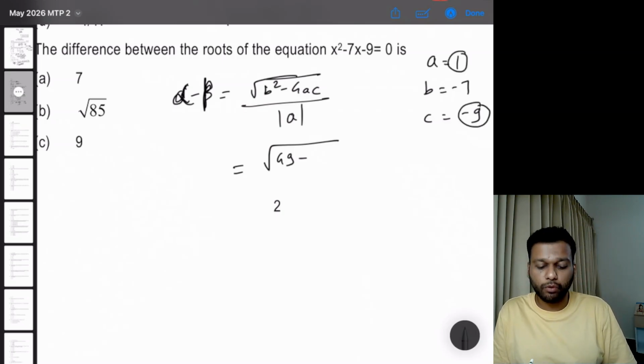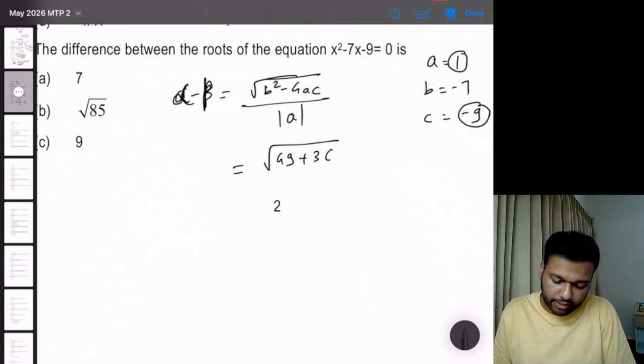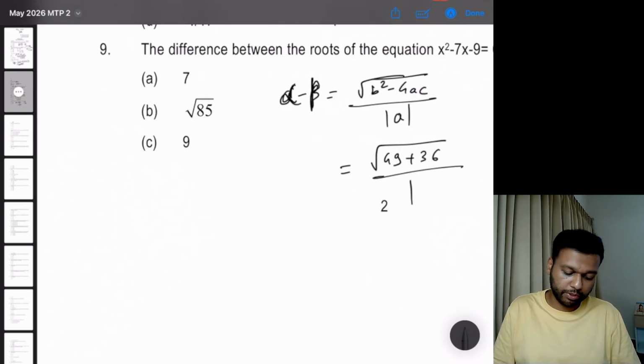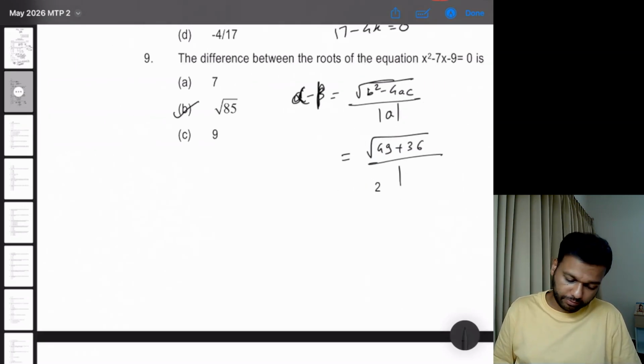So that means 4 into 9 is 36. So minus 36 means plus 36. Divided by a is 1, so let's ignore that. What is 49 plus 36? 85. So option B is the correct answer, root 85.